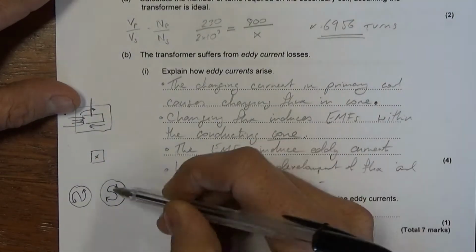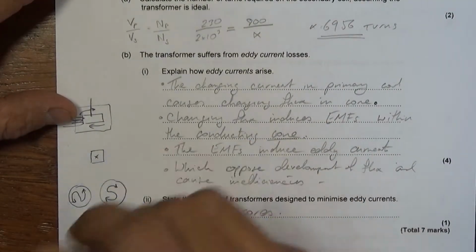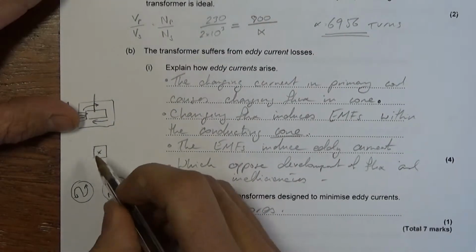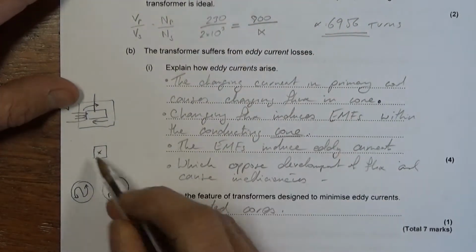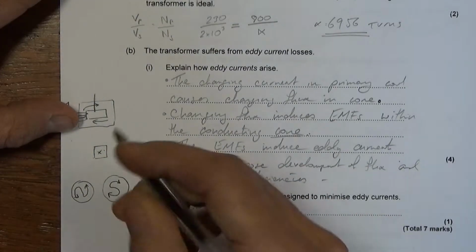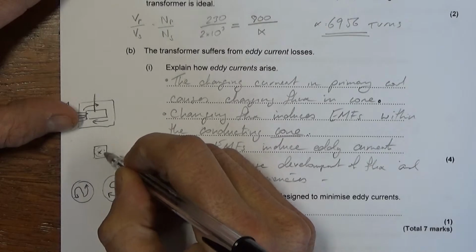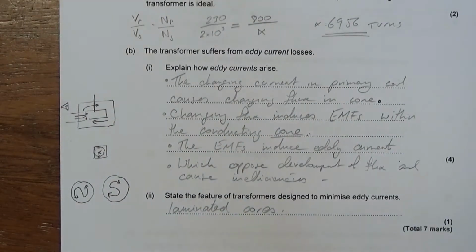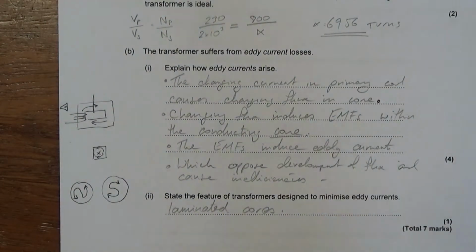If the flux is going into the page that way, we're basically looking at a south pole. So what's going to happen is they're going to develop eddy currents in the core here that are going to try and push the flux that way. So we're going to get eddy currents which are going to spiral around in this direction, trying to oppose this flux being developed in the core.